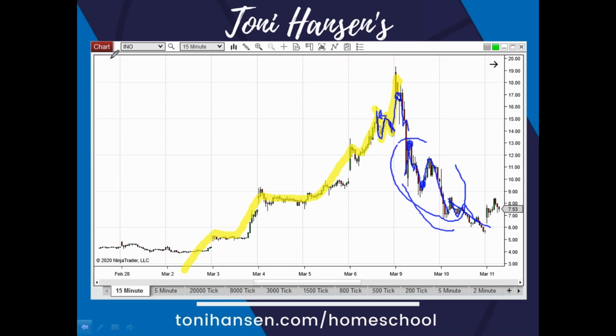Can fibs be used intraday, or are they better for longer time period trades? I use them for both. There's not one that I prefer them over. With time, you're going to be able to see a lot of the fib lines without even actually having to draw them, because you're going to have a good idea of where they're going to fall.